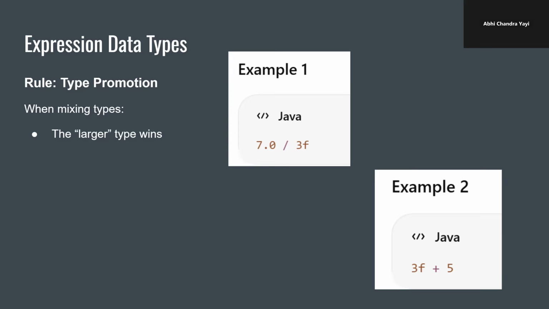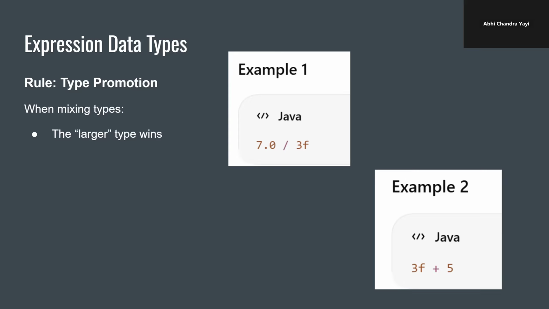Since the float is larger than the integer type, it's going to promote it into a float, so the result will be a float. So just remember, Java promotes upward, and it does this to avoid losing precision. So always the larger type wins.